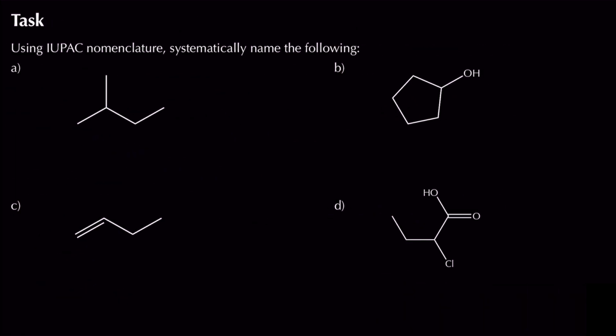So moving on then, I've got another example for you to try. I want you to name these systematically using our IUPAC nomenclature. So something that we've done in the previous video, but we're just applying it to skeletal formula. Pause the video, have a go at the following, resume once you're ready to go over the answers.